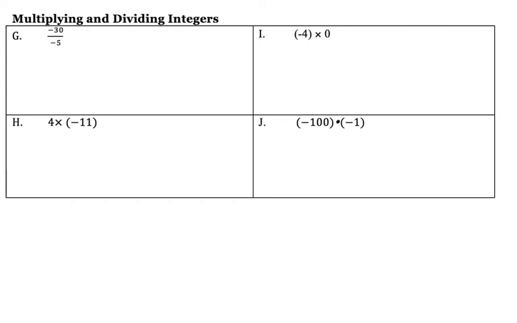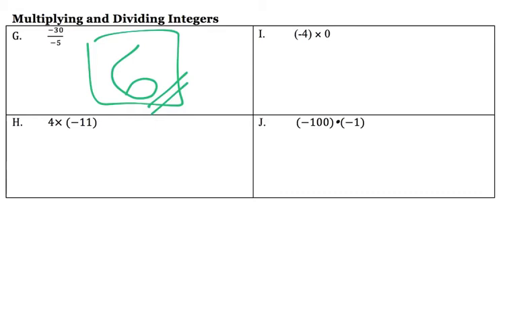Alright, for G, I have negative 30 divided by negative 5. Well, I know that 5 goes into 30 6 times, so I know that it's going to be 6. And then, when I ask myself, is it positive or negative? Same signs, they multiply to positive, but they also divide to a positive, because those are inverse operations. So this is correct, positive 6.